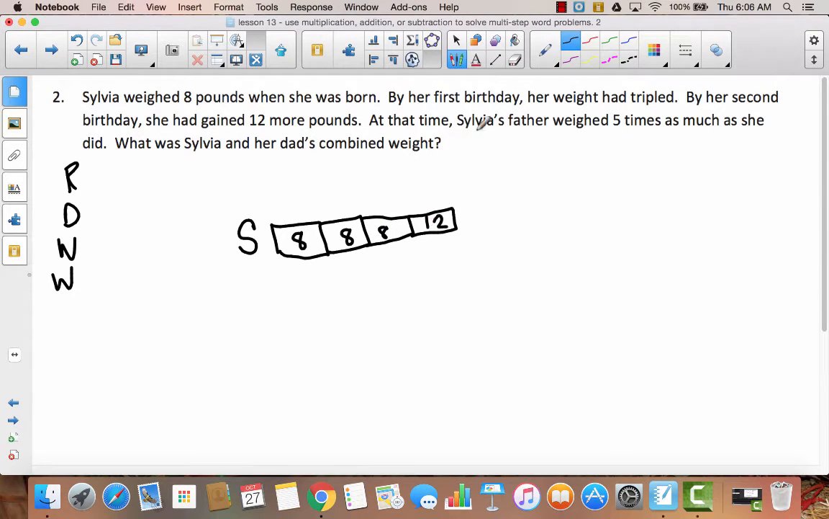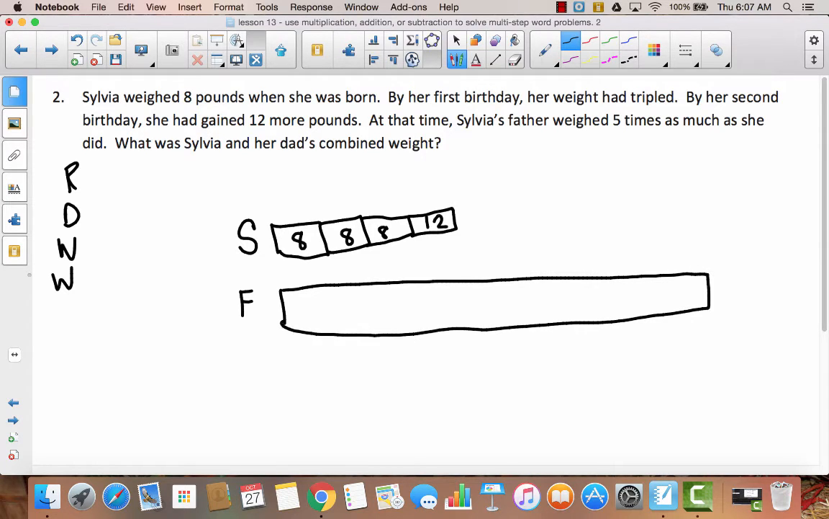Now it says, at that time, Sylvia's father, so let's go ahead and put an F for her father, weighed 5 times as much as she did. So we don't know how much her father weighs. Now, to do this correctly, I would have to draw this same size box 5 times, but I don't want to do that just because it would be way too long. I'm going to go ahead and make it quite a bit longer, but I'm not going to be exact about it, and I'm going to divide this into 5 parts. Now, I don't know how much to write in these parts yet because I don't know how much Sylvia weighs. I've got to find that. As soon as I find out how much Sylvia weighs, then I can label these boxes.